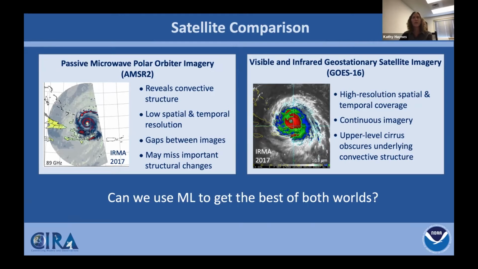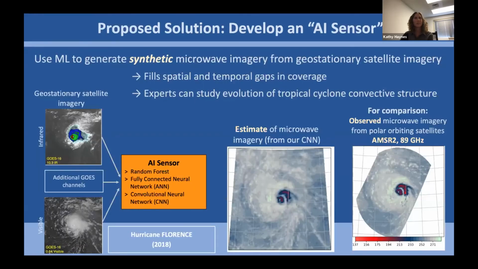And during that time, it may miss some important information on the structural changes that are occurring during the storm. Now, in contrast to this, geostationary satellite imagery can provide visible and infrared imagery at high spatial and temporal resolution. Therefore it can provide near continuous imagery. However, the downfall for hurricane prediction is that the upper level cirrus tend to obscure the underlying convective structure. So for this study, we wanted to investigate whether we can use machine learning to get the best of both worlds.